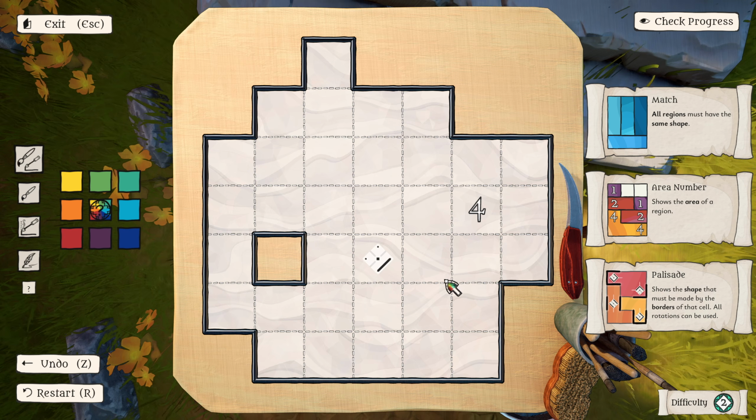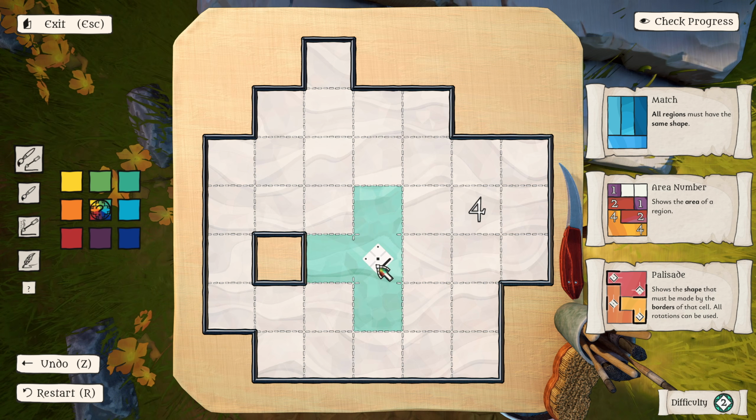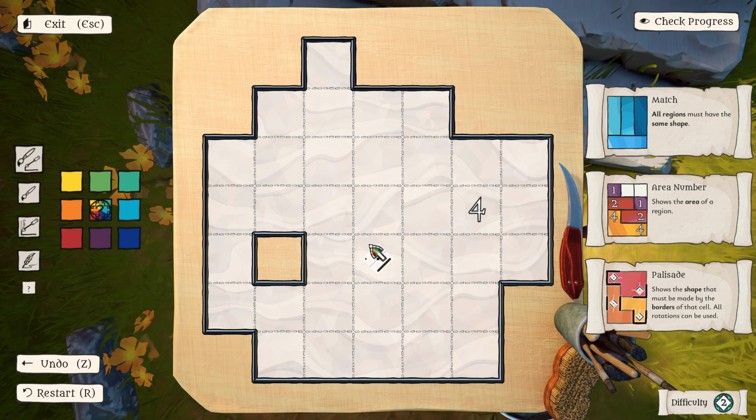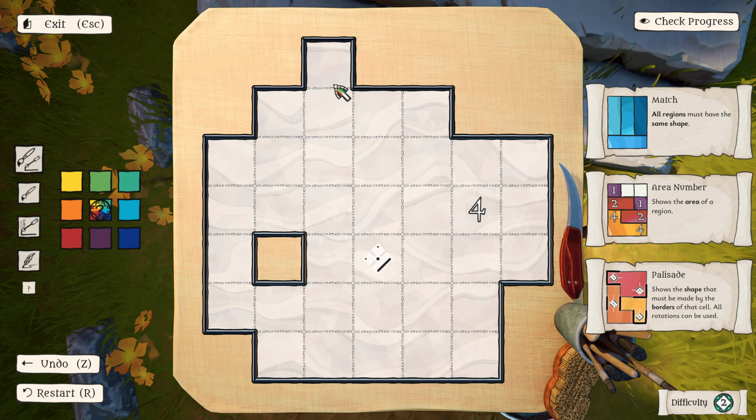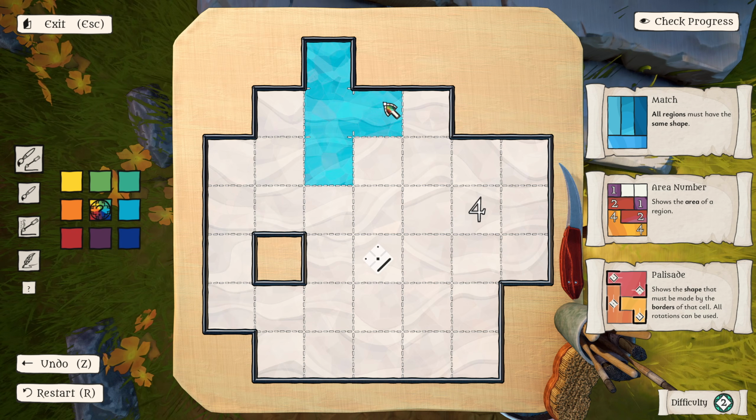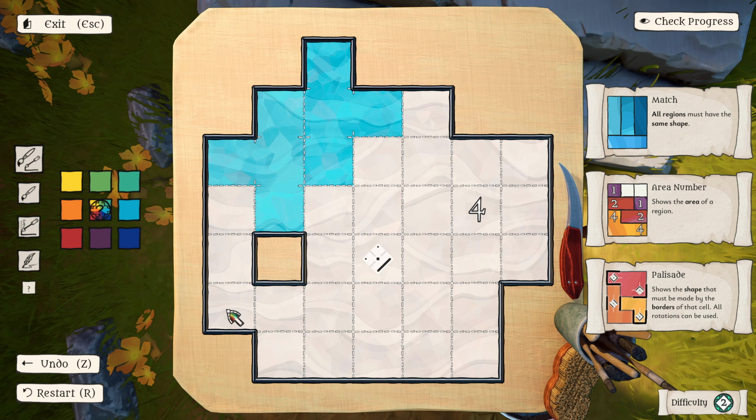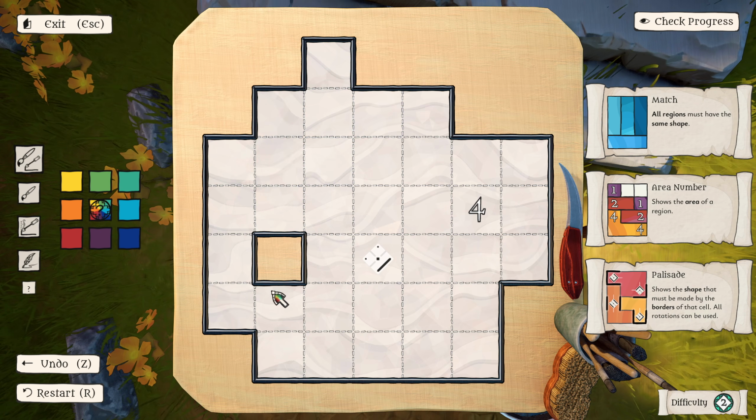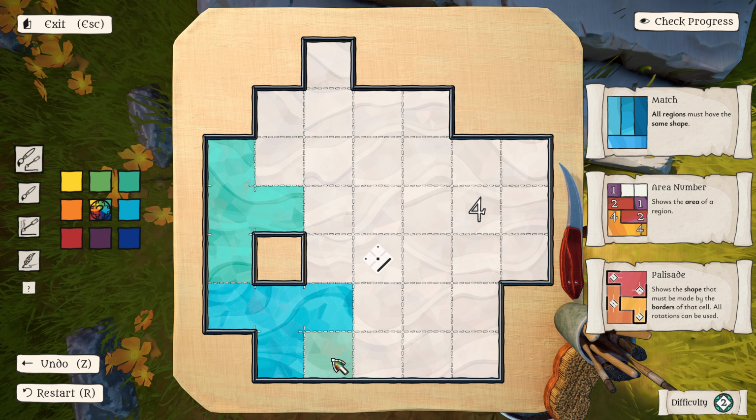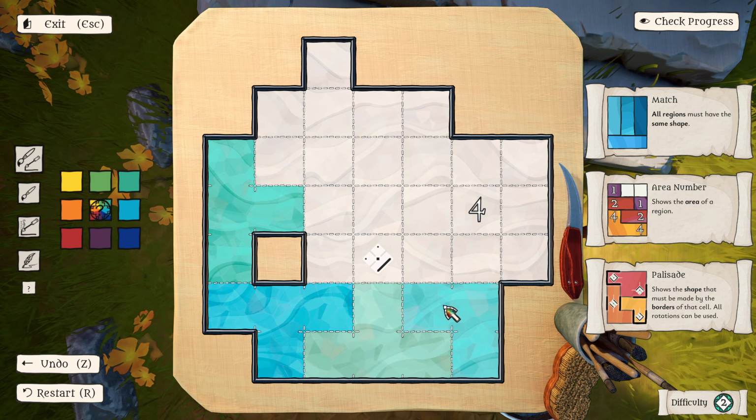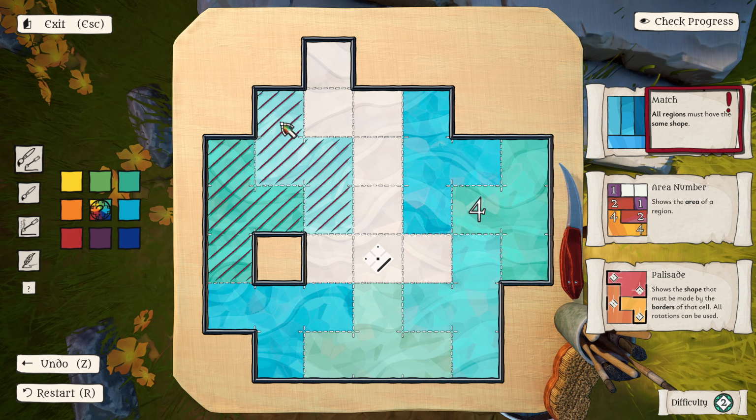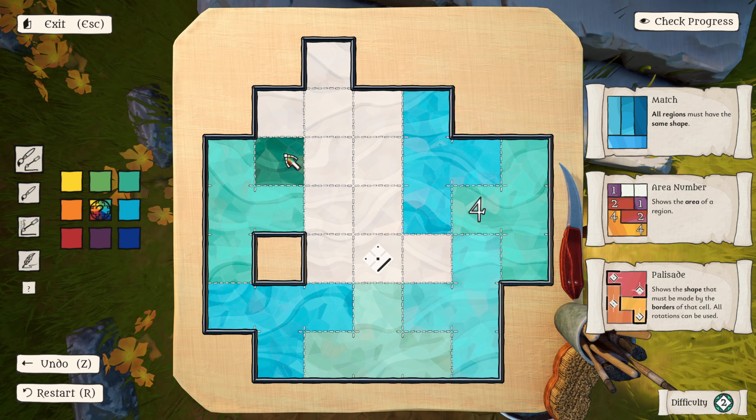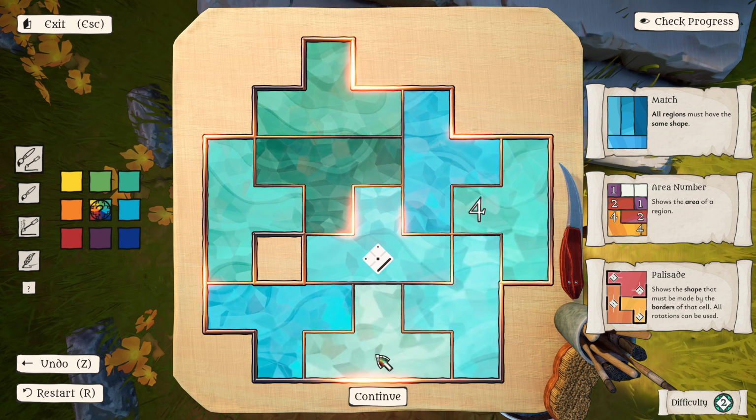All regions must have the same shape. Therefore, that shape is going to be a T because this guy exists. So that's going to be a T. It doesn't have to be a T. No, it does. It has to be a T because this guy exists. That could go that way, but then that leaves this stretch unrecoverable. The only way we can make this into part of a T is that, that, and that, and that, and that. This then gives options, but I can see just from looking is this.